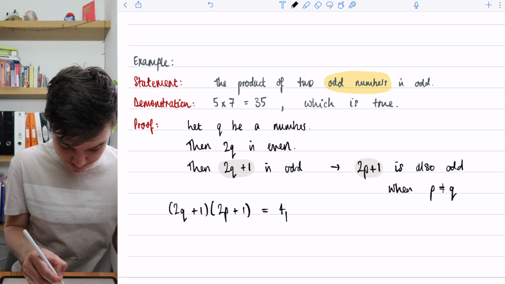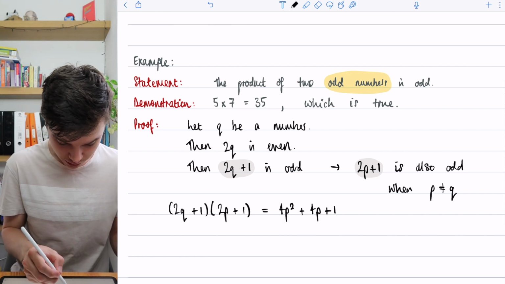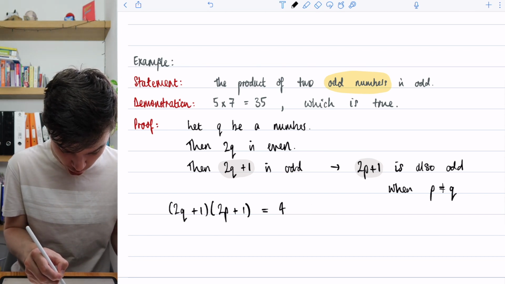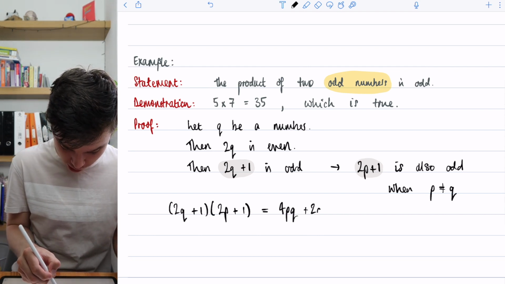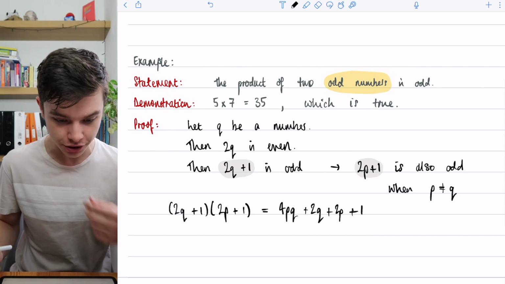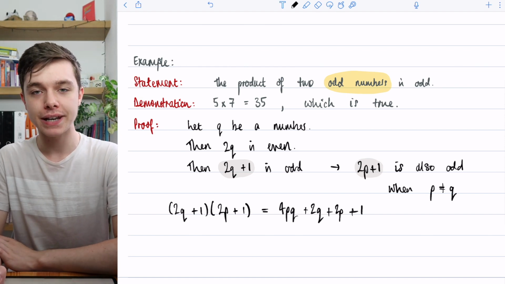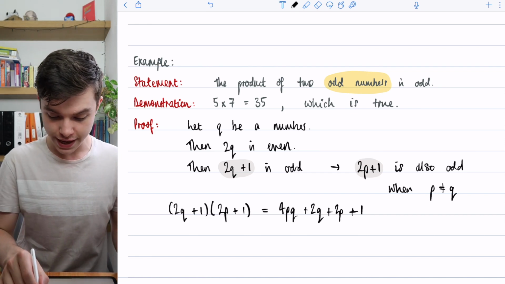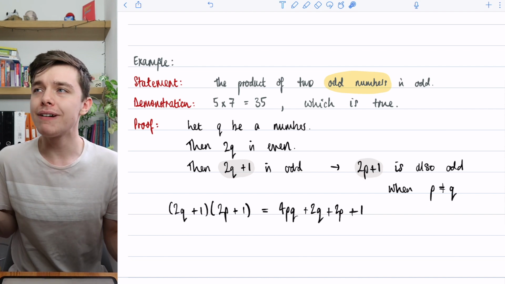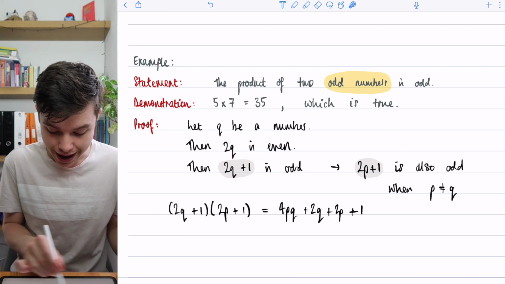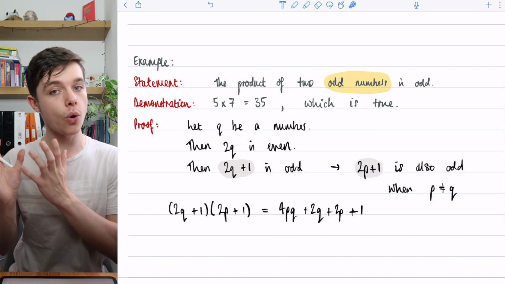Multiplying out the brackets, I'll get 4p squared plus 4p plus 1, okay? Oh no, sorry, no I won't, that's total rubbish. I will get 4pq, I was thinking they were both p's then, 4pq plus 2q plus 2p plus 1. That's better than what I had before. Okay, so that's what we get when we expand the brackets. Now remember, we are trying to prove that this product here is odd. So if we think about what an odd number is, it's an even number plus 1, just like what we had here. So we need to have, in this case as well, an even number plus 1.